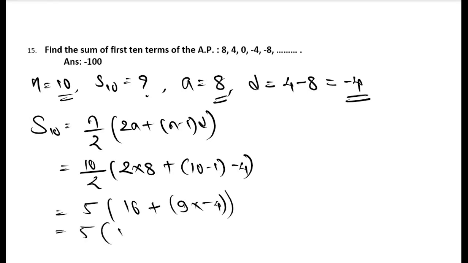So 5 into 16 minus 36. So 5 into minus 20, which is minus 100. That is the sum of first 10 terms of this AP. Very easy, right? Formula based question.